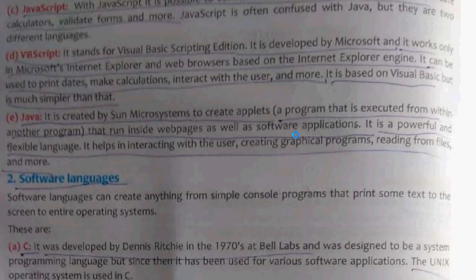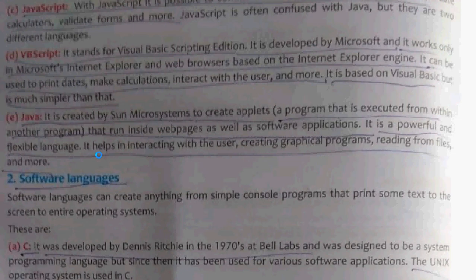It is a powerful and flexible language. Flexible means it is very easy, and it is not machine dependent. If you write once, you can run many times: write once, run anytime. This is the main motto of Java, and it is more powerful. The security system in Java is very high.